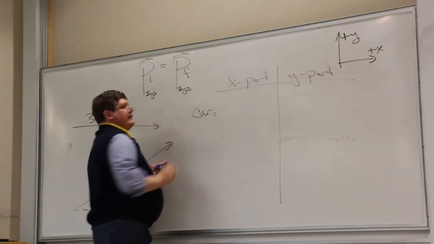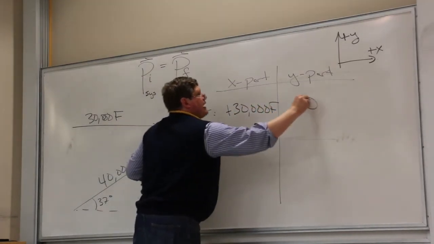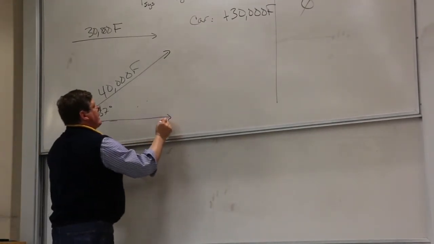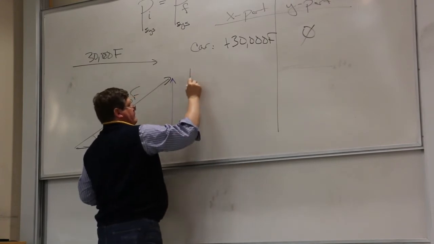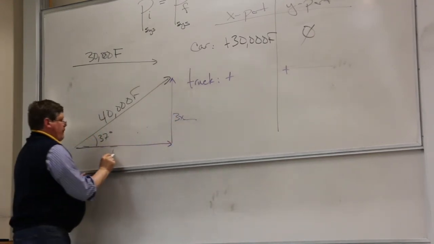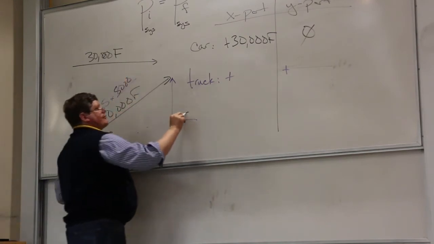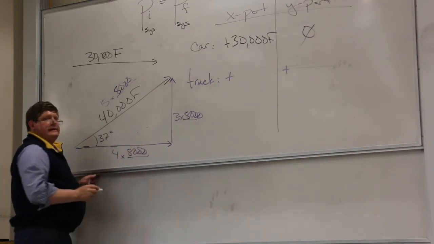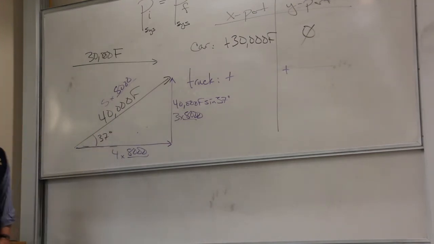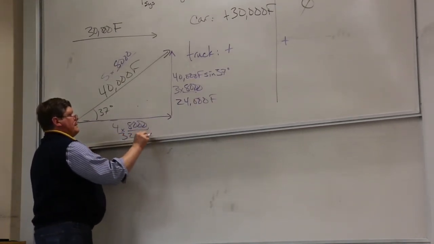Now if I look at the car, this momentum is all in the positive x direction. All 30,000 francs are in the positive x direction. But if I take this truck momentum, some of that is in the positive x direction, some of it is in the positive y direction. Now if I use the fact that this is a 3, 4, 5 triangle, well this is 5 times 8,000, so this must be 3 times 8,000, and this is 4 times 8,000. Now if you'd rather use 40,000 francs times the sine of 37 degrees, you can do that too. Either way, you're going to get 24,000 in the y direction and 32,000 in the positive x direction.